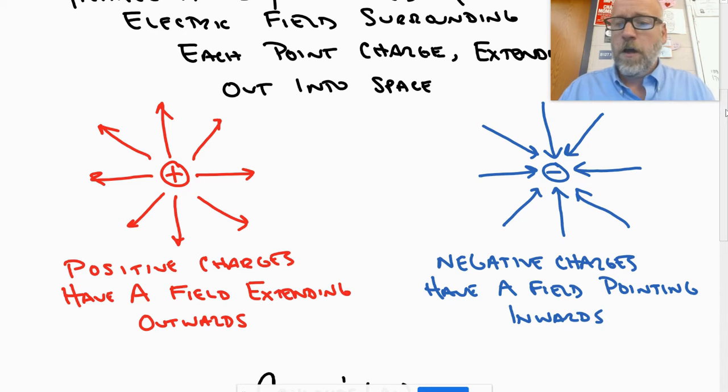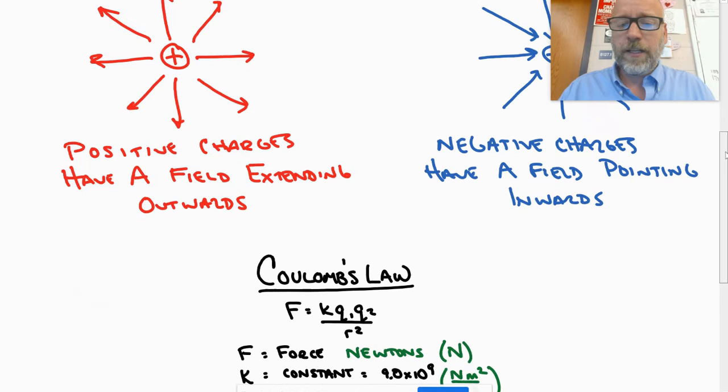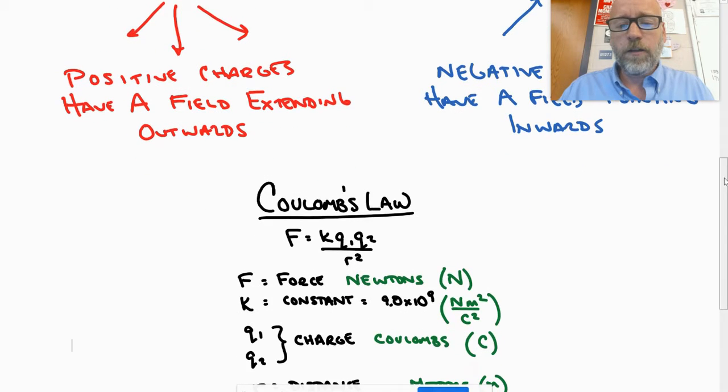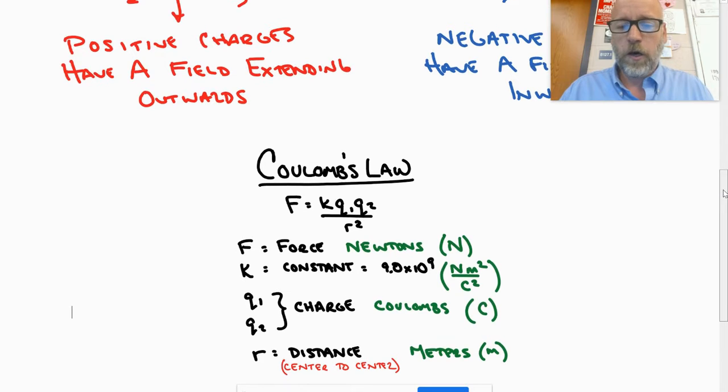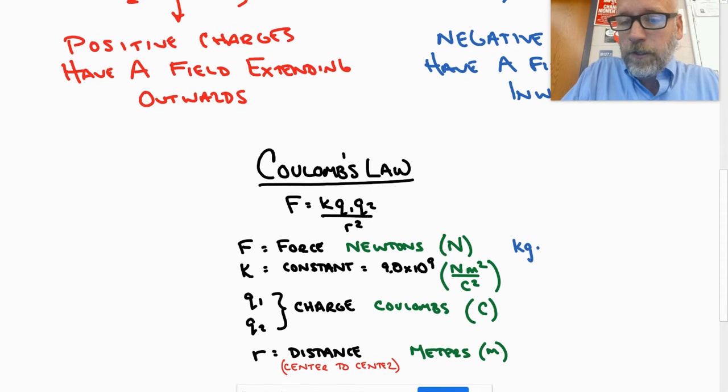If we keep going, in your notes, I'd like you to define all of the variables in Coulomb's law. And I want to make sure that you get the units written down there. Coulomb's law is, again, F equals K Q1 Q2 over R squared. F stands for force, and I know you know that we measure force in newtons. What's a newton? Well, a newton is equal to a kilogram meter per second squared.